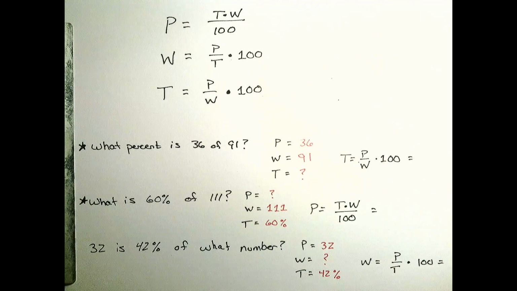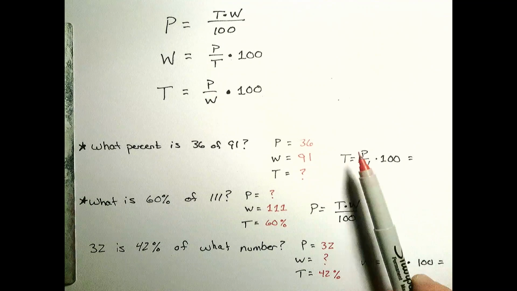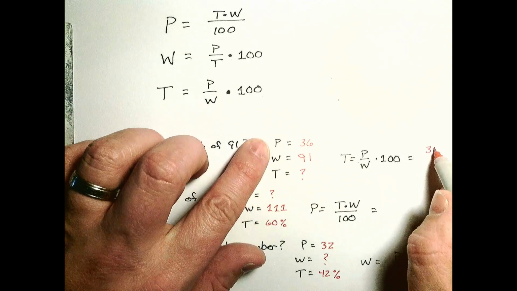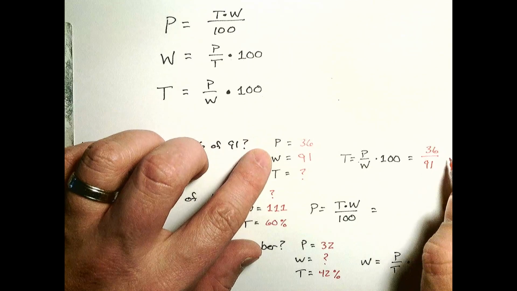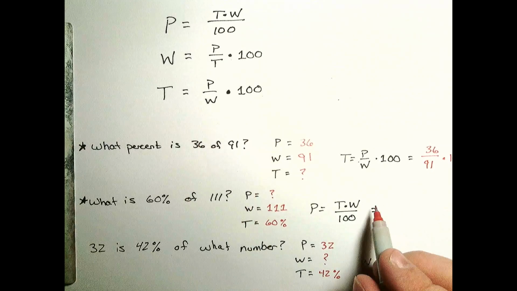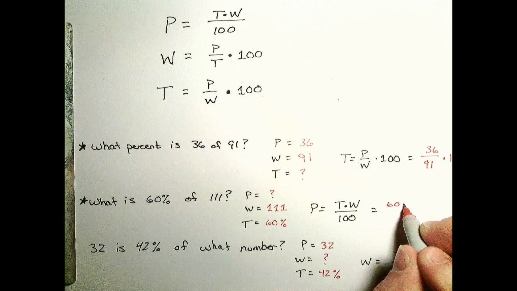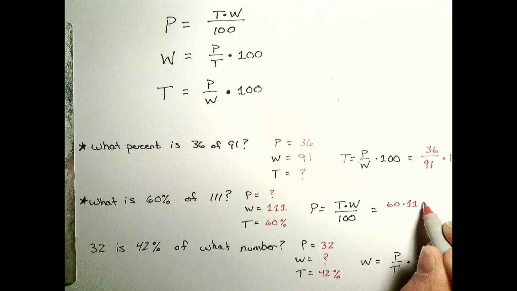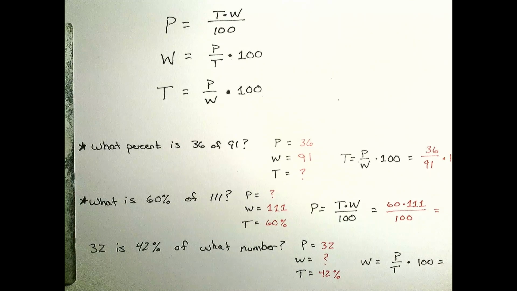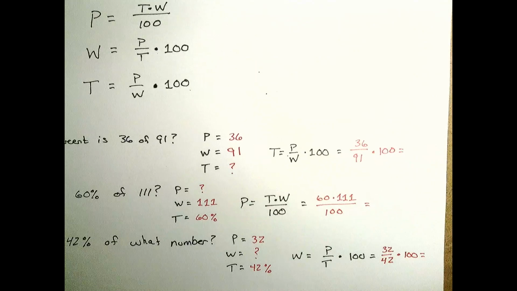So what I do is I say, okay, that's easy enough. All I have to do is take P divided by W multiplied by 100. So 36 divided by 91 times 100. And that'll give me my answer. Down here, it's going to be 60 times 111 divided by 100. And that'll give me my answer there. And then down here, 32 divided by 42 times 100. And that'll give me my answer there.